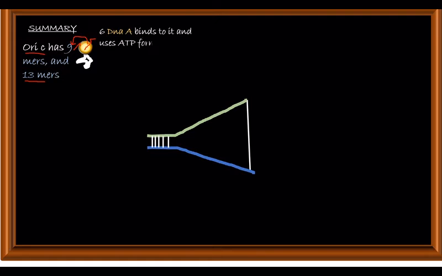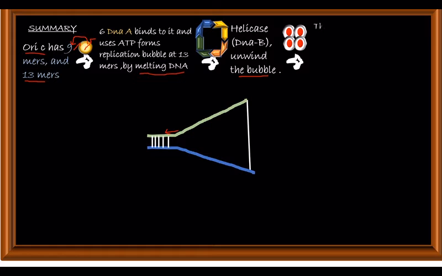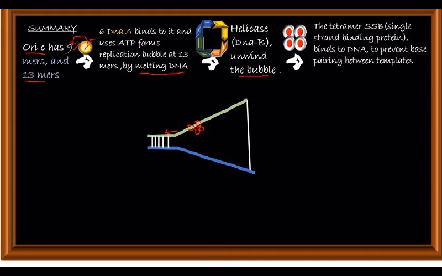So in the 13 mer, DNA melting occurs, after which the helicase binds to the replication fork so that it unwinds the DNA. The helicase is also called DnaB, and it unwinds the DNA and forms the replication bubble. After which the SSB protein, whose active form is a tetramer, binds to the single-stranded template DNA to prevent base pairing between the templates, that is blue and green templates. And when the helicase moves, it causes supercoiling.